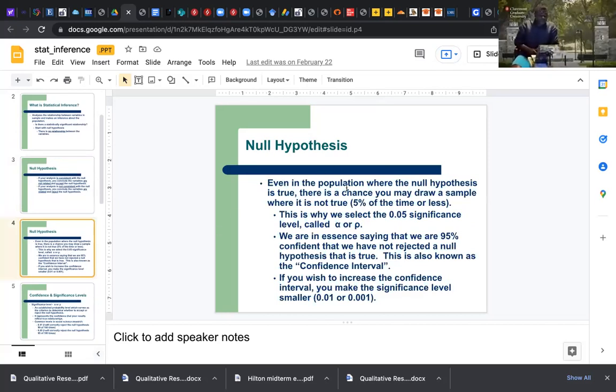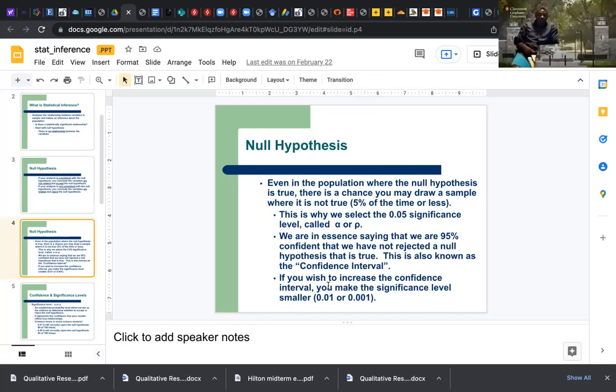Even in the population where the null hypothesis is true, there is a chance that you may draw a sample where it is not true, 5% of the time or less. So that is why we select 0.05. You see it now? So we call it the p-value or the alpha value. What we are saying in essence is that we are 95% confident that we have not rejected a null hypothesis that is true. This is also known as the confidence interval. If you wish to increase the confidence interval, you make the significance level smaller.